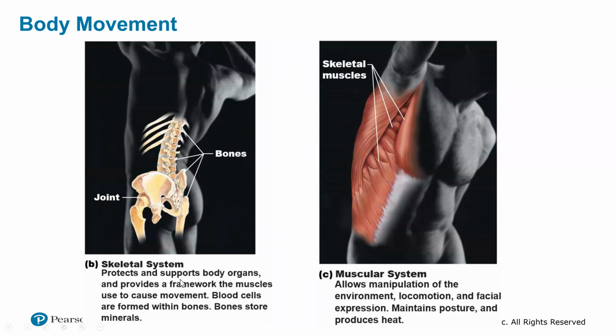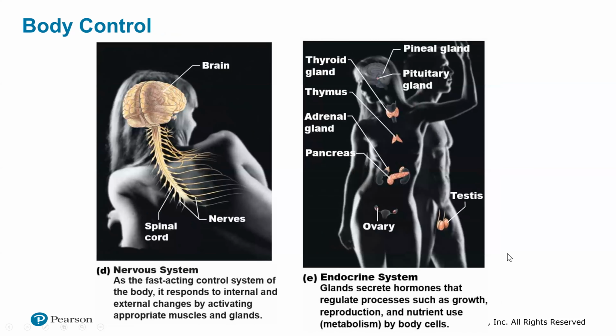Skeletal system protects and supports body organs and provides a framework the muscles use to cause movement. Blood cells are formed within bones as well, so formation of blood cells is another function of the skeletal system, and bones store minerals. Organs of the skeletal system include bones and joints. Muscular system allows manipulation of the environment, locomotion, and facial expression, maintains posture, and produces heat. Organs include skeletal muscles.